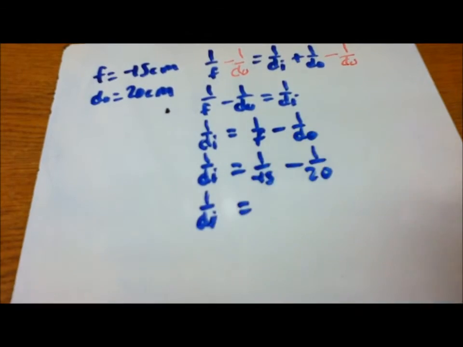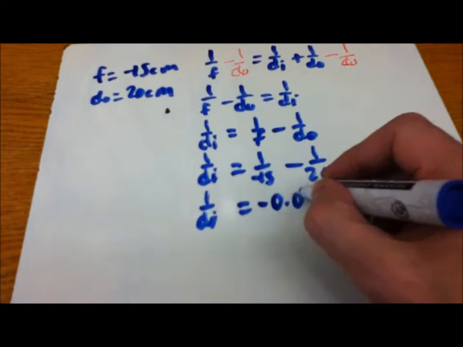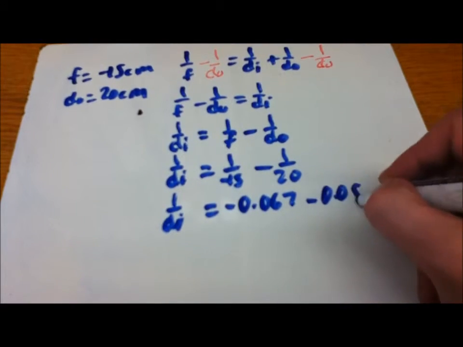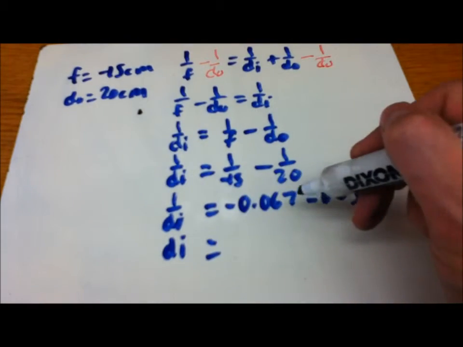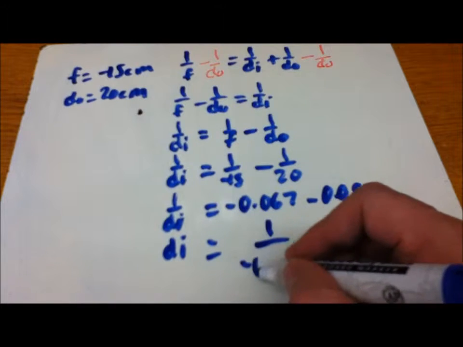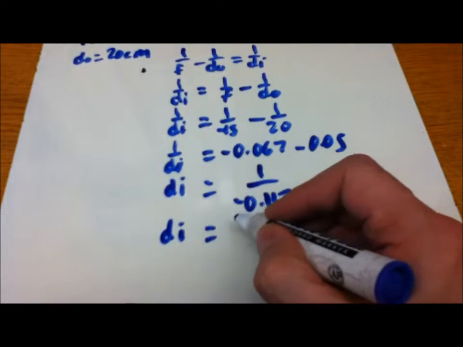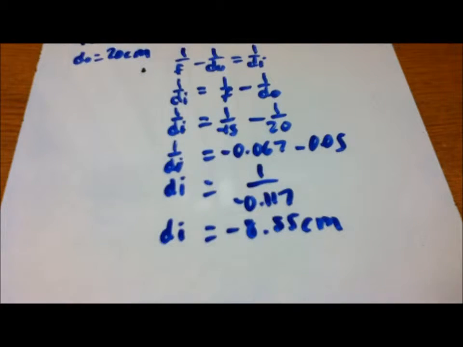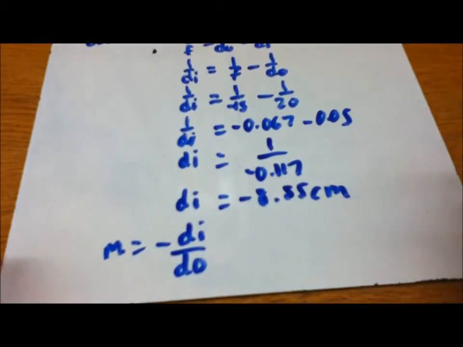1 over di will then equal, if we convert these from fraction form to something with a decimal, negative 0.067 subtract 0.05. All right, so di will then become the inverse of the answer to this. So 1 over negative 0.117, and we get an answer: di equals minus 8.55 centimeters.